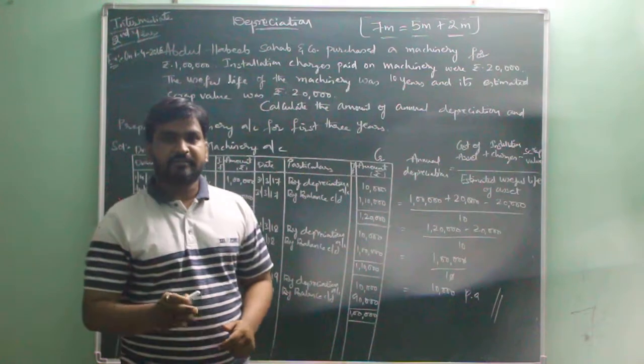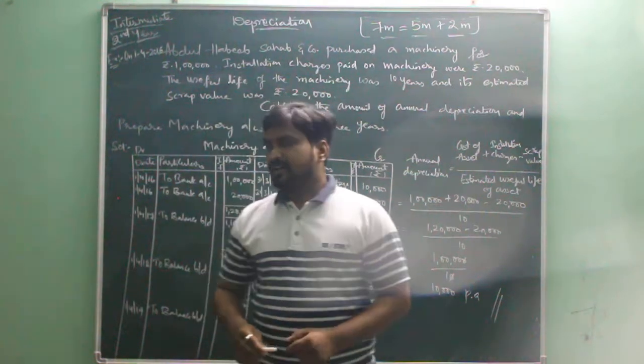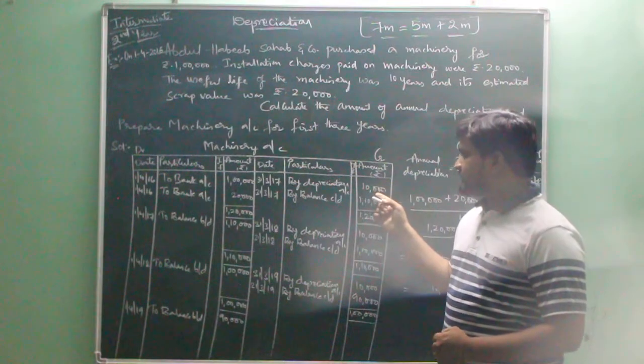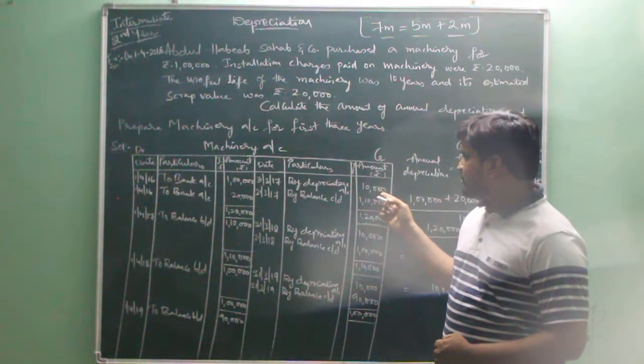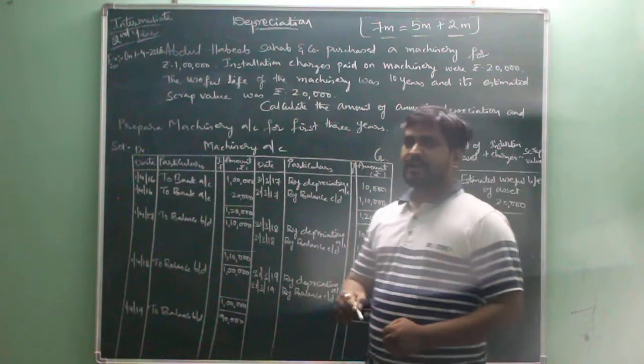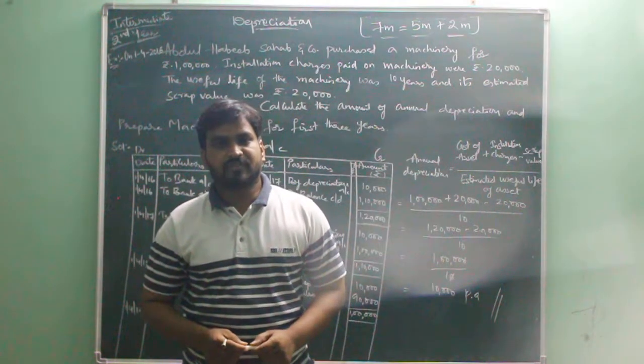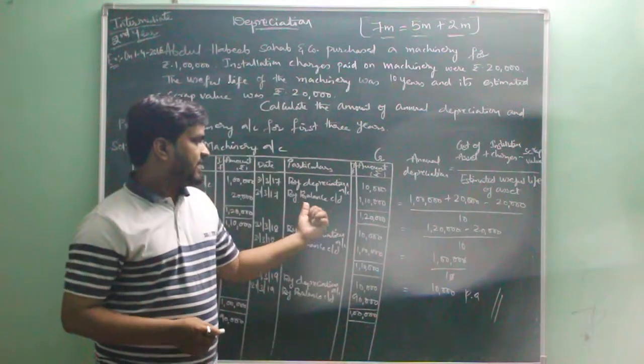तब ये साल के शुरुआत में उसकी वैल्यू क्या थी? 1,20,000 थी. अब वो साल के एंड में उसकी वैल्यू कितनी कम हो रही? 10,000 कम हो रही. Then the value is being reduced by 10,000. Then what will be the value of the asset at the end of the first year? Then the value of the asset at the end of the first year will be only 1,10,000.